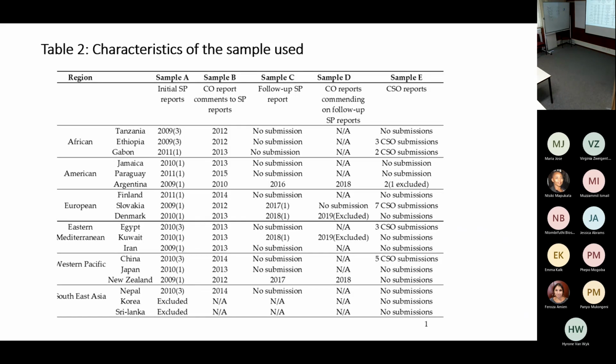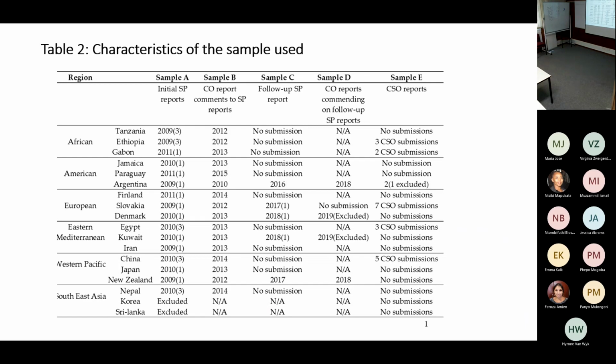So just to show the characteristics of the sample used. As I've already said, we were searching from 2009 for the initial state party reports, and then we would see what the committee said in commenting on those reports. And remember, when the state party submits these reports, the committee comments or says anything the state party needs to pay attention to. So we had to look for the follow-up reports to see if the state party took note of what the committee had already said. These are the characteristics of the reports and the countries these reports were coming from.